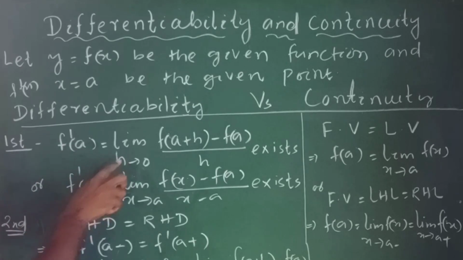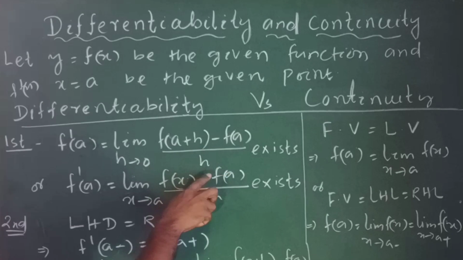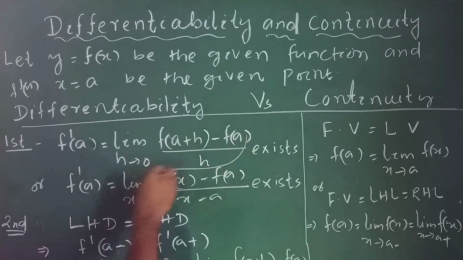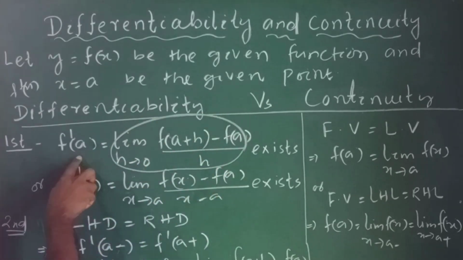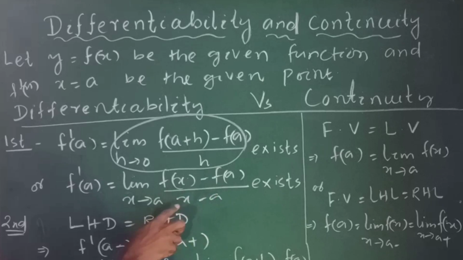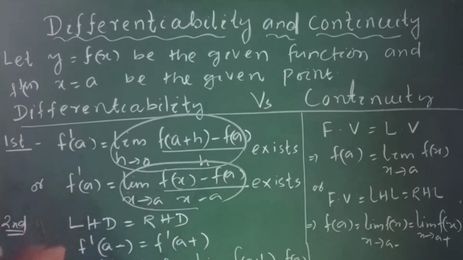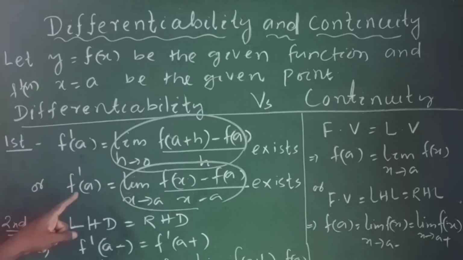F dash a is equal to limit h tends to 0 of f of a plus h minus f of a by h. If this limit exists, then we can say this function is differentiable, or this is same as limit x tends to a of f of x minus f of a by x minus a. If this limit exists, then we can say that function is differentiable at x is equal to a.